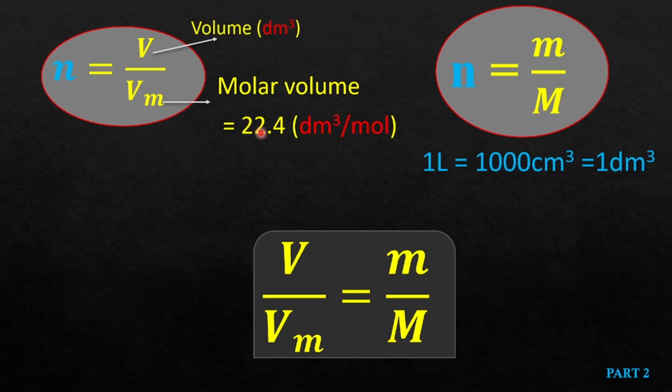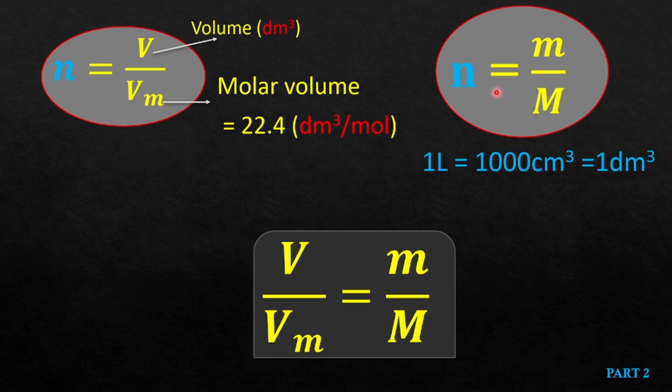Molar volume is a constant which is 22.4, so take note of that. Volume is in dm cube, or we can say it is in liters. So we have 1 liter equal to 1000 cm cube, equal to 1 dm cube.